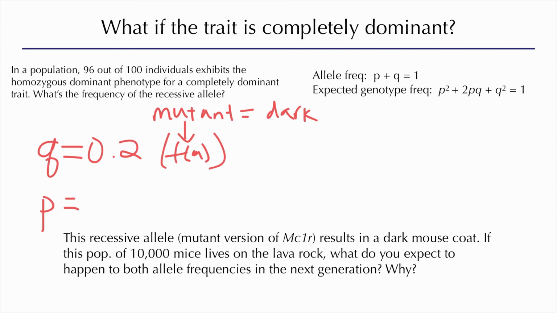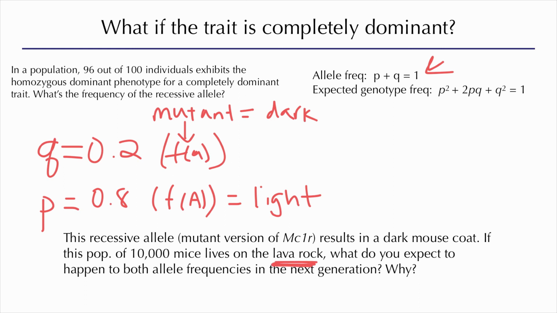P is the frequency of the rest of the alleles, 0.8. You can also look at that equation. So frequency of big A, and that will result in the lighter phenotype. So the question is, if you have them living on the lava rock, what do you expect? So take a second and think about how you expect those allele frequencies to change and why.